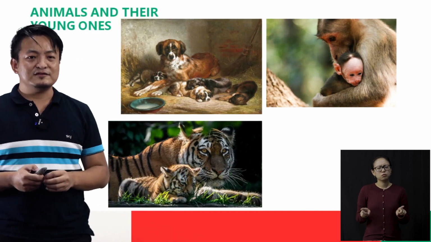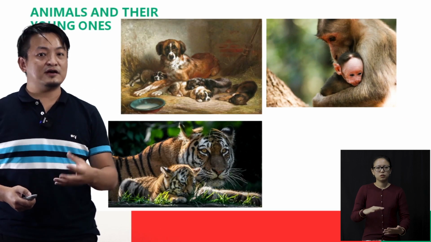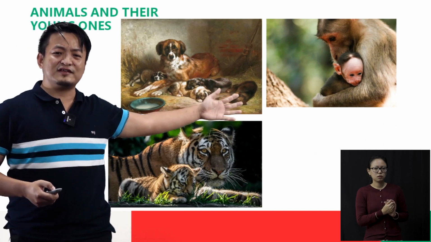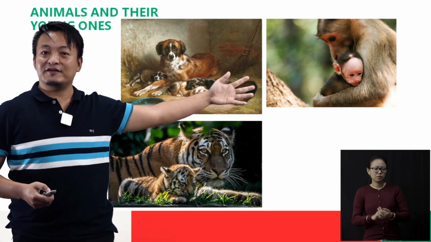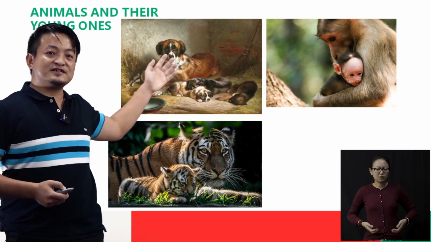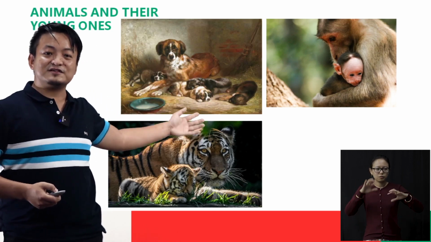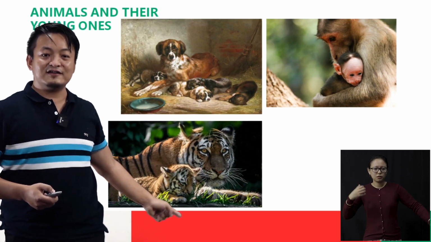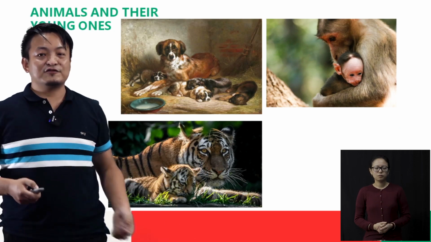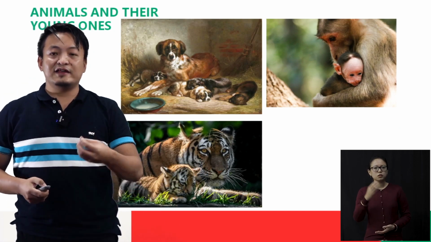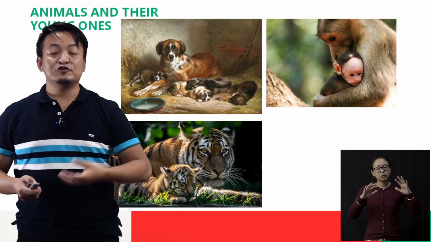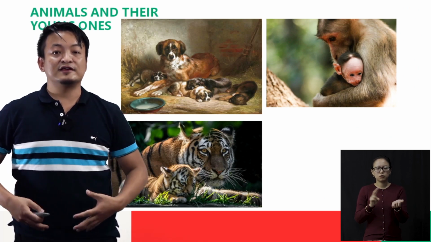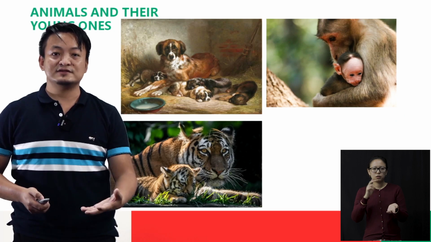Okay, so here you can see some animals and their young ones. You can see a monkey, and you can see the infant here, a very cute infant, right? And here you can see a dog, and you can see the puppies here, and we can see a tiger and a tiger cub here. So from here we know that students, animals are living things, and like human beings they also reproduce. That means giving birth to their young ones.